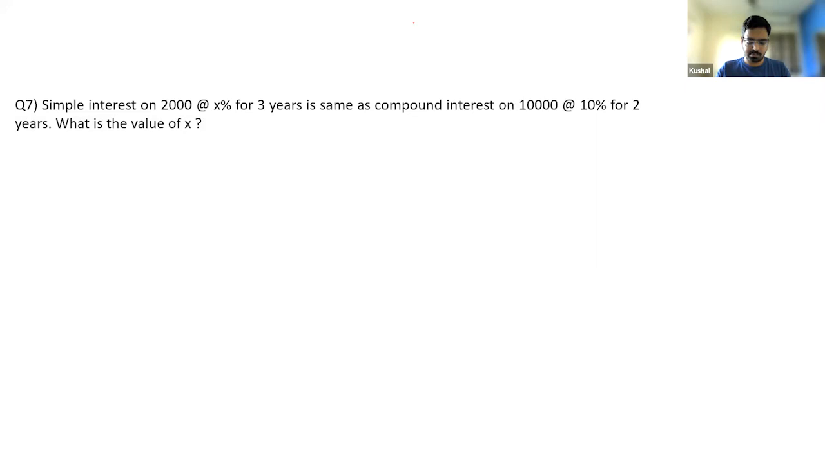Right. Let's have the question. The simple interest on 2000 at X percentage for 3 years. Now X percentage for 3 years, simple interest. So X plus X plus X will then become what? 3X as the percentage interest, correct? So 3X as a percentage interest on 2000 is what you are looking at.